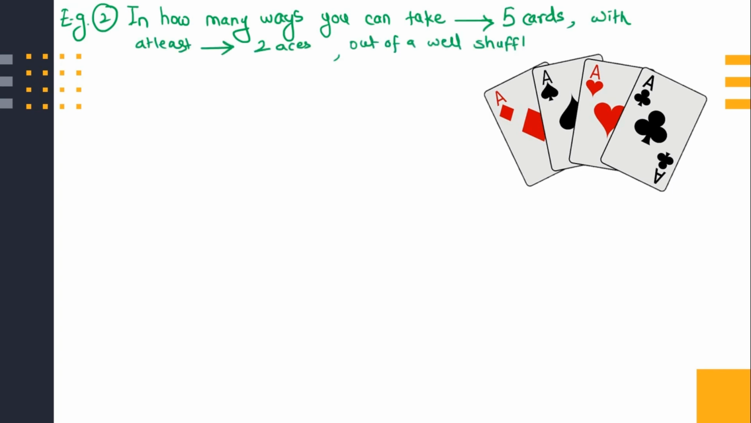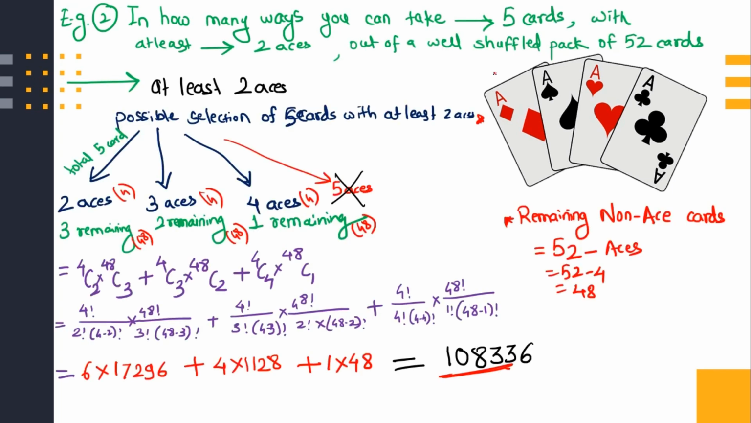So we'll just do it this way. The remaining cards will be 52 minus the aces, that is 48. At least 2 aces have to be selected. So we'll go by selecting 2 aces out of the 5 cards. We'll go for selecting 2 aces as one possibility, then 3 aces for the next possibility, then 4 aces and 5 aces. But 4 aces is the maximum ace count in your cards. You cannot take 5 aces. So we will just have these 3 possibilities.